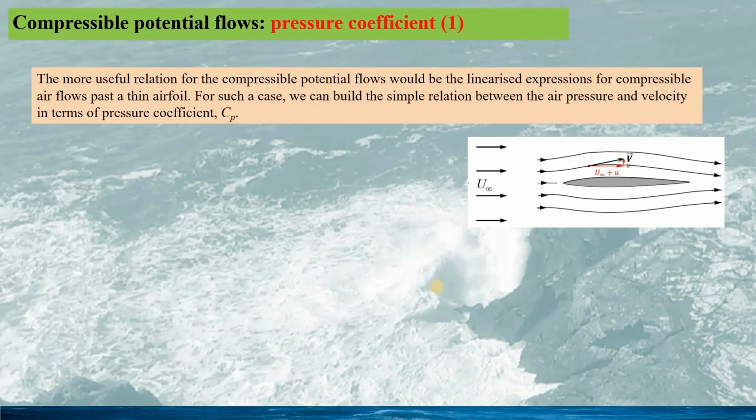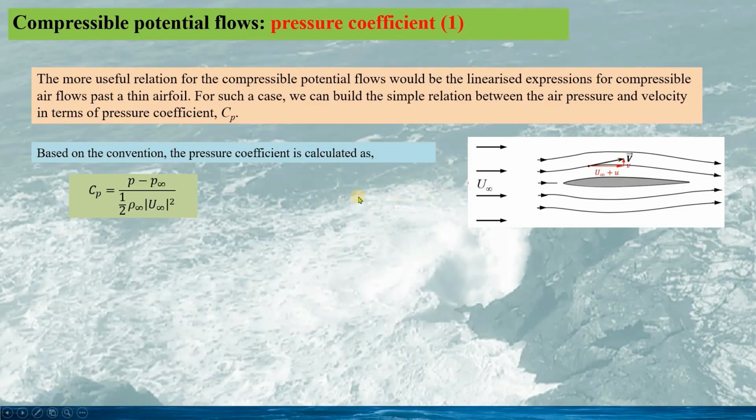Now here, the more useful relation for the compressible potential flow is the linearized expressions for the compressible flow past the thin airfoil. For such a case, we can build the simple relation between the air pressure and the velocity in terms of pressure coefficient Cp. See this drawing. The high-speed flow U infinity passes the thin airfoil. When the angle of attack for the airfoil is small, the flow past the airfoil would be disturbed slightly. Based on the convention, the pressure coefficient is calculated as this.